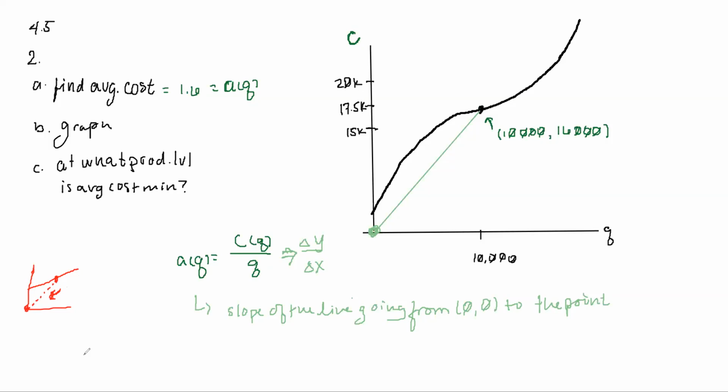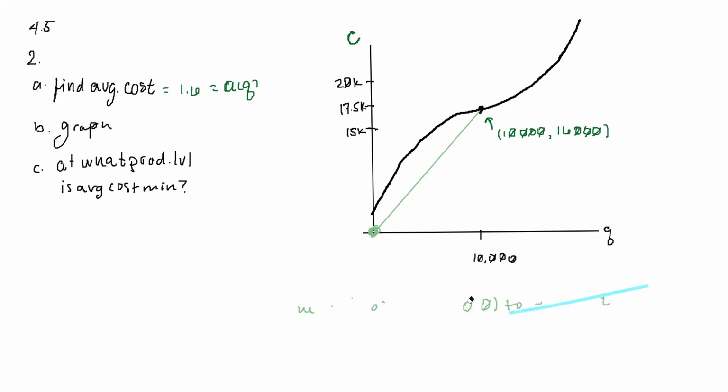So that's a simple version of it that illustrates that what we're looking for is not the slope of the original line, but the slope of the line going from the origin to our point. So are we okay with setting this up graphically and with what the average cost kind of is? Yeah, I'm good with that. So we've got that. We say the slope of this line is the average cost.